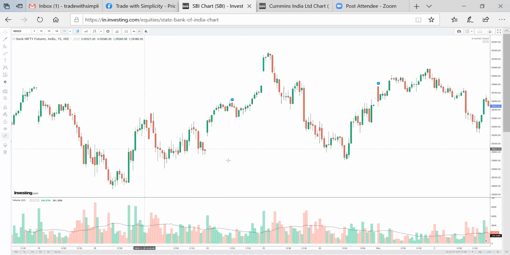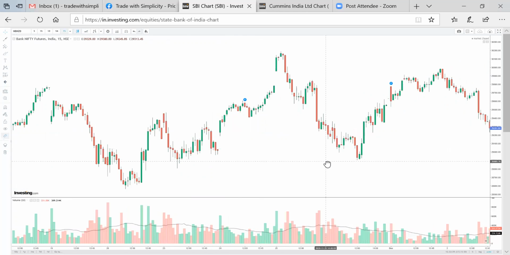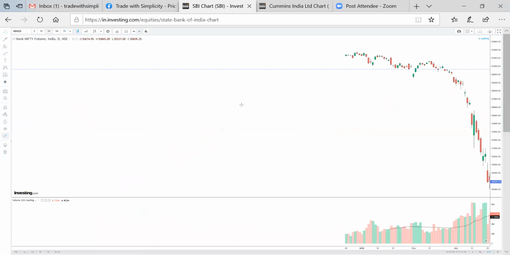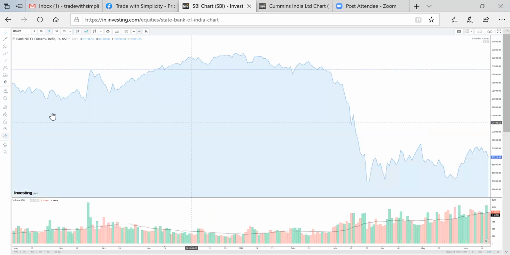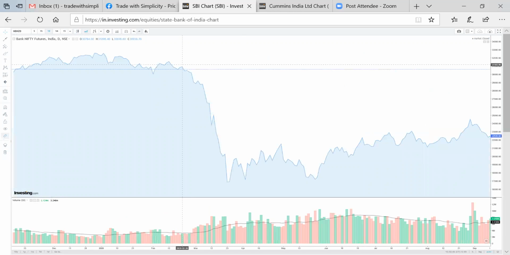Sometimes if it is too choppy, it will be too choppy. You can't help it. If you don't feel like doing it on 15-minute, don't do it on 15-minute. Focus on daily. So if you switch this to daily, and if you switch this to area, you will come to know. See, it started to make lower lows, and the downtrend started. Tuck, tuck, tuck, tuck, tuck, right? So this is how you make 10,000 points in Bank Nifty, right?